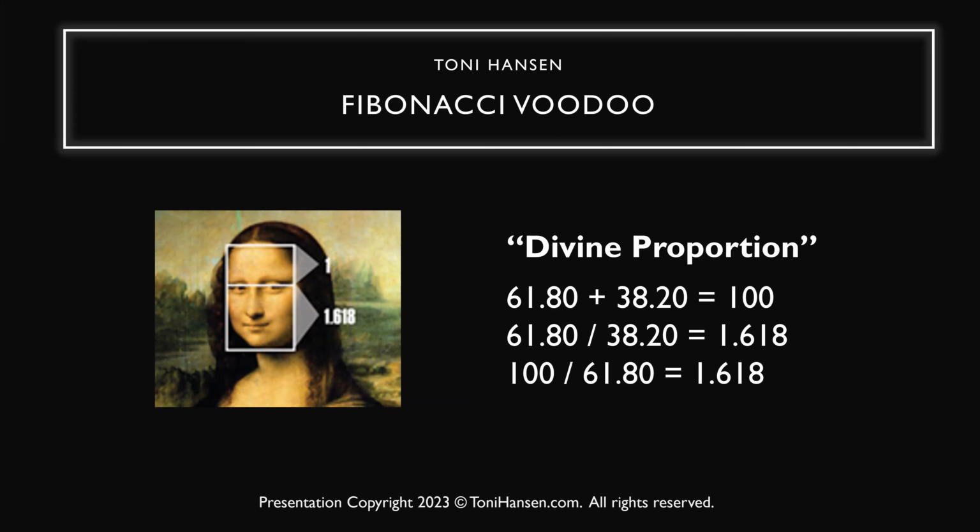Those of you that have been trading using any sort of Fibonacci so far will recognize things like the 38.2, the 61.8, or even the 1.618. These are really common Fibonacci numbers, and here are some of the relationships of how they work together. If we add 61.8 and 38.2, we get 100. 61.8 divided by 38.2 is 1.618, and 100 divided by 61.8 is 1.618.